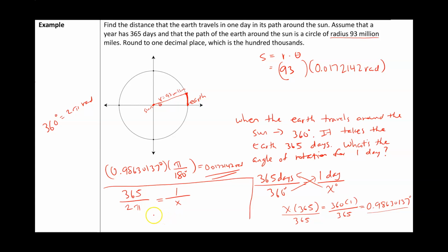And again, you cross multiply. So we're going to say the x goes here, the 2 pi goes there. So we have x times 365 equals 2 pi. And then I'm just going to divide both sides by 365. And when I do that, I get the same thing. I get 0.0172142. But of course, this method is a lot easier. If I multiply 93 times 0.0172142, I'm going to get 1.601 million miles. But I need this to 1 decimal place. This will give me 1.6 million miles.